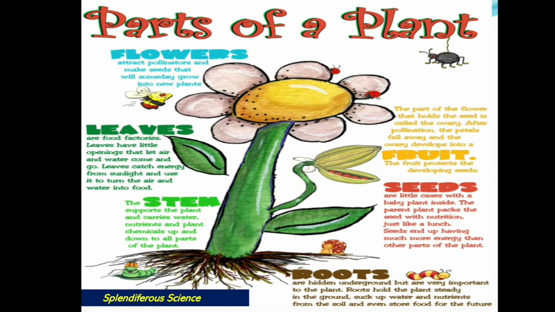Roots are hidden underground but are very important to the plant. They are the main part of the plant. Roots hold the plant steady in the ground, they suck up water and nutrients from the soil, and they even store food for the future. So these are the different parts of a plant.